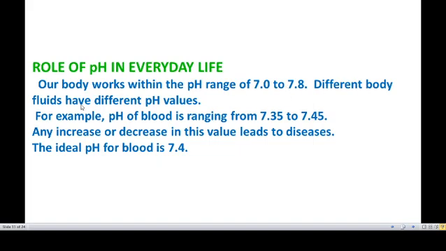Different body fluids have different pH values. For example, the pH of blood ranges from 7.35 to 7.45. Any increase or decrease in this value leads to diseases. The ideal pH for blood is 7.4.